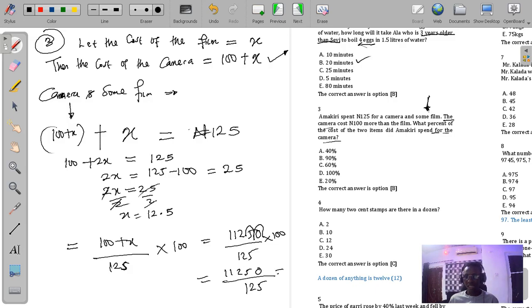So if I divide this one, what are we going to get? You can use the on-screen calculator to do that. So I hope that is clear. If you divide this, the result will give us 90. That's 90%. Take note. Guys, do you know what this percent means? It means hundreds. It means 1 over 100.